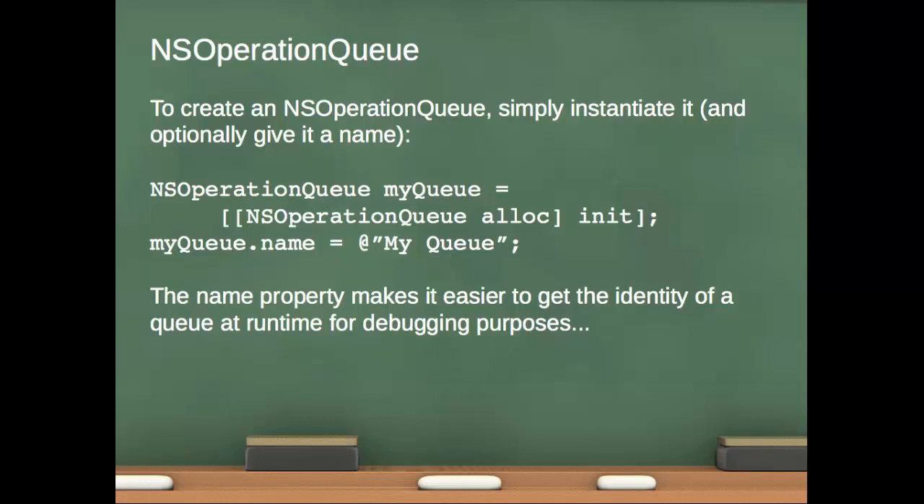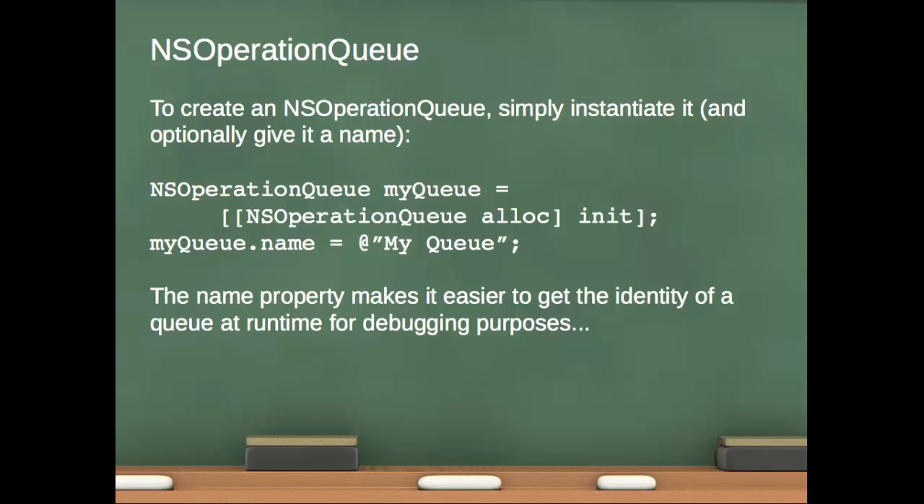All we need to do is instantiate it and optionally give it a name, or set the value of its name property. Very simple. NSOperationQueue, we're calling it myQueue, is equal to an allocated and initialized NSOperationQueue. Couldn't get any simpler than that. Then we can set myQueue.name equal to an NSString.